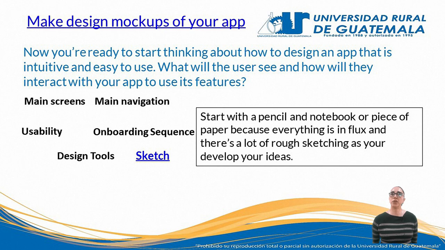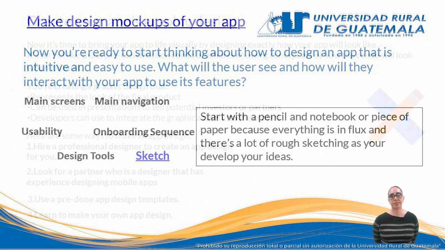Start with a pencil and notebook or a piece of paper, or remember the Canvas model with the sticky notes, because everything is in flux and there's a lot of raw sketching as you develop your ideas. So start with a pencil and notebook and write all your ideas of what you think about building your application.